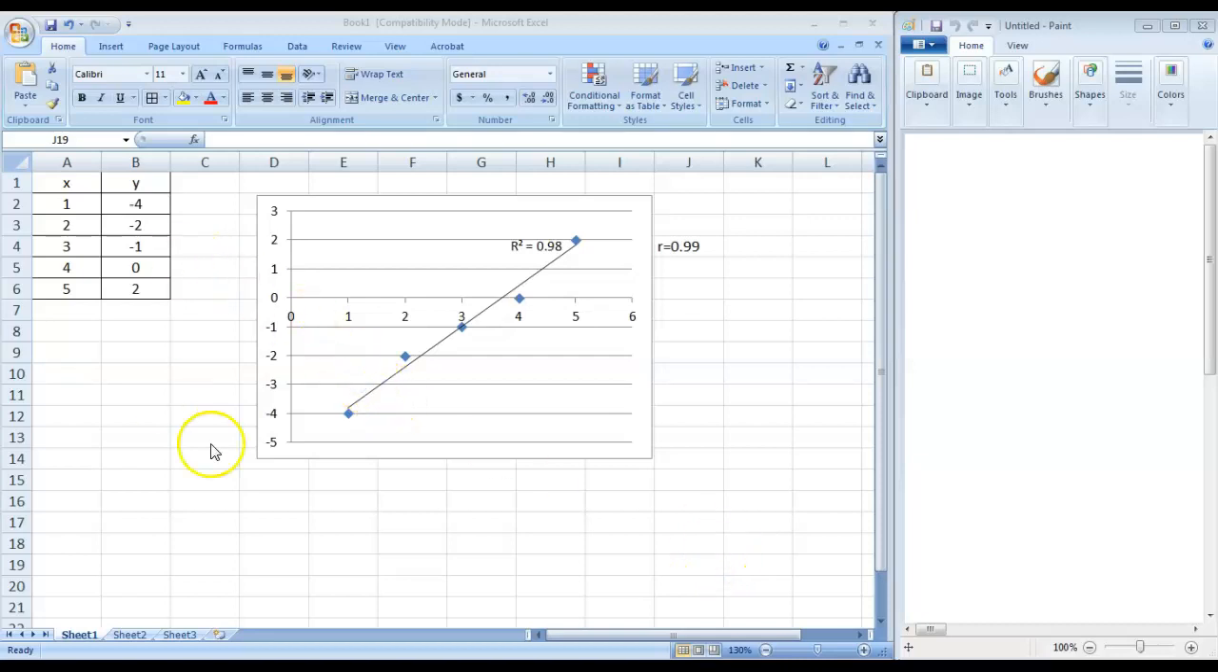All right, in this video, I'm going to show you how to find the equation of the line, or the formula that describes the linear pattern in the scatter plot. And again, I'm still using the same data set and scatter plot that I have used in my other videos. Okay, and basically, here's what you're going to do.